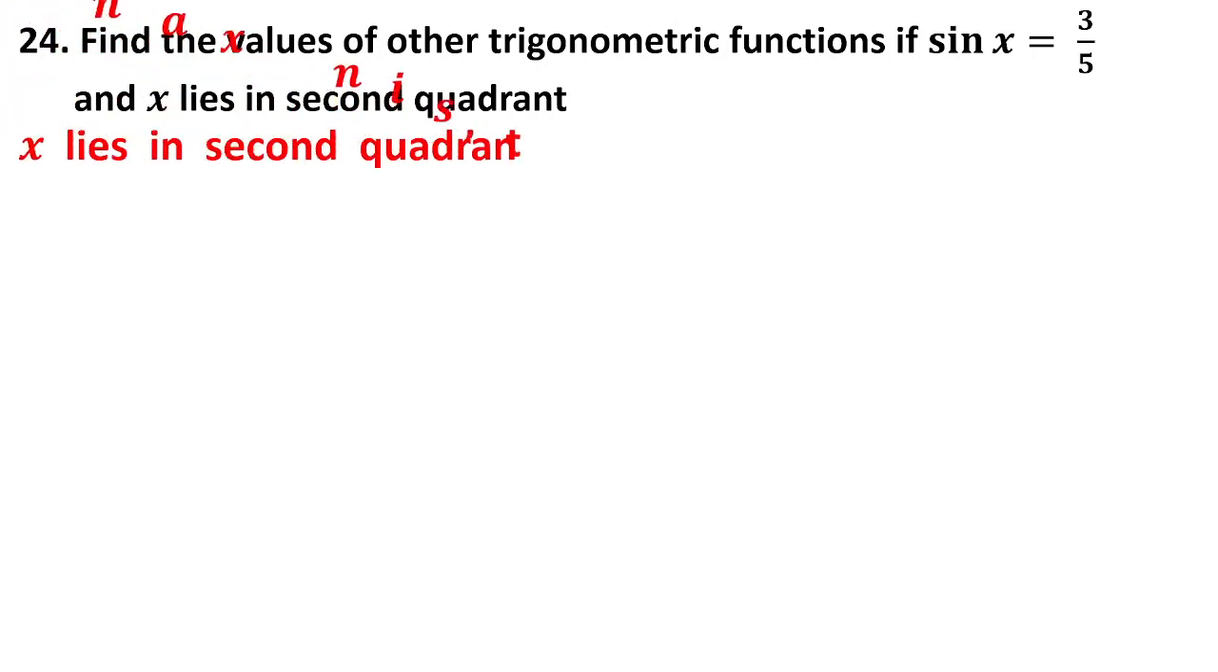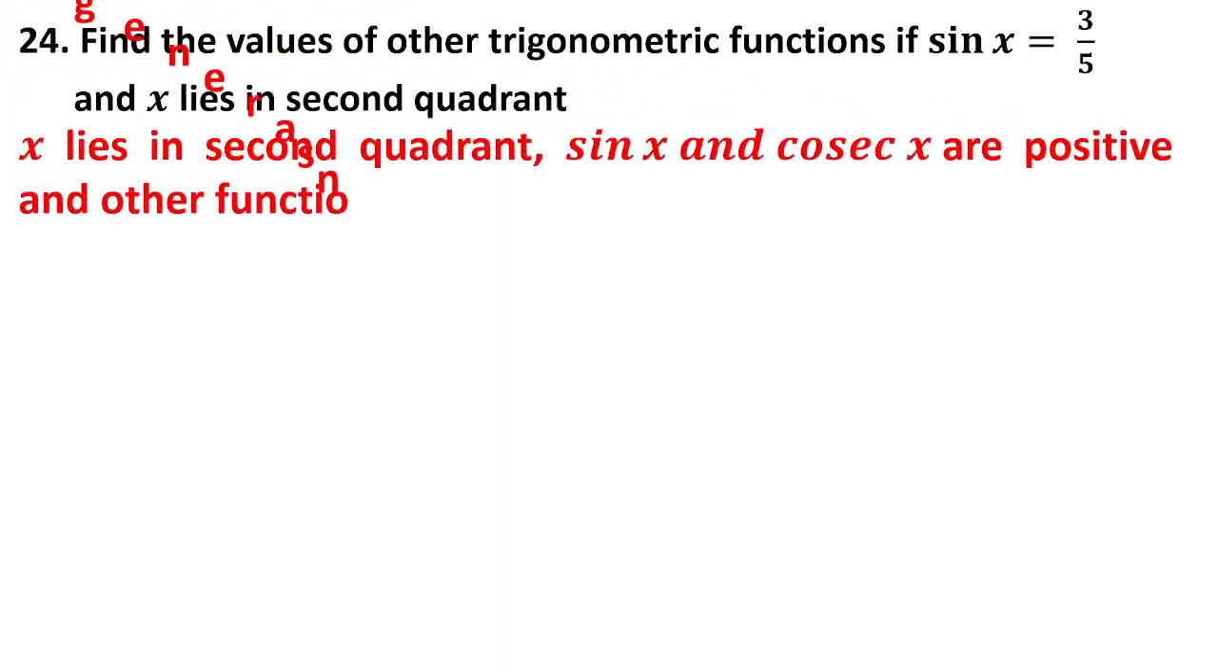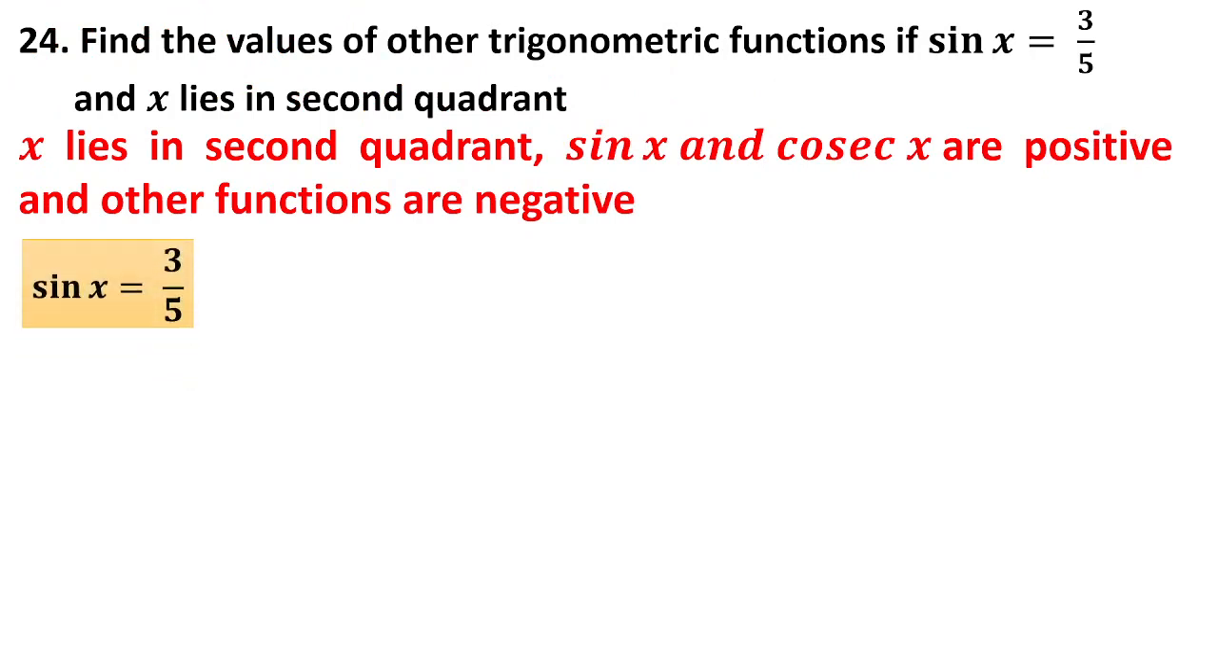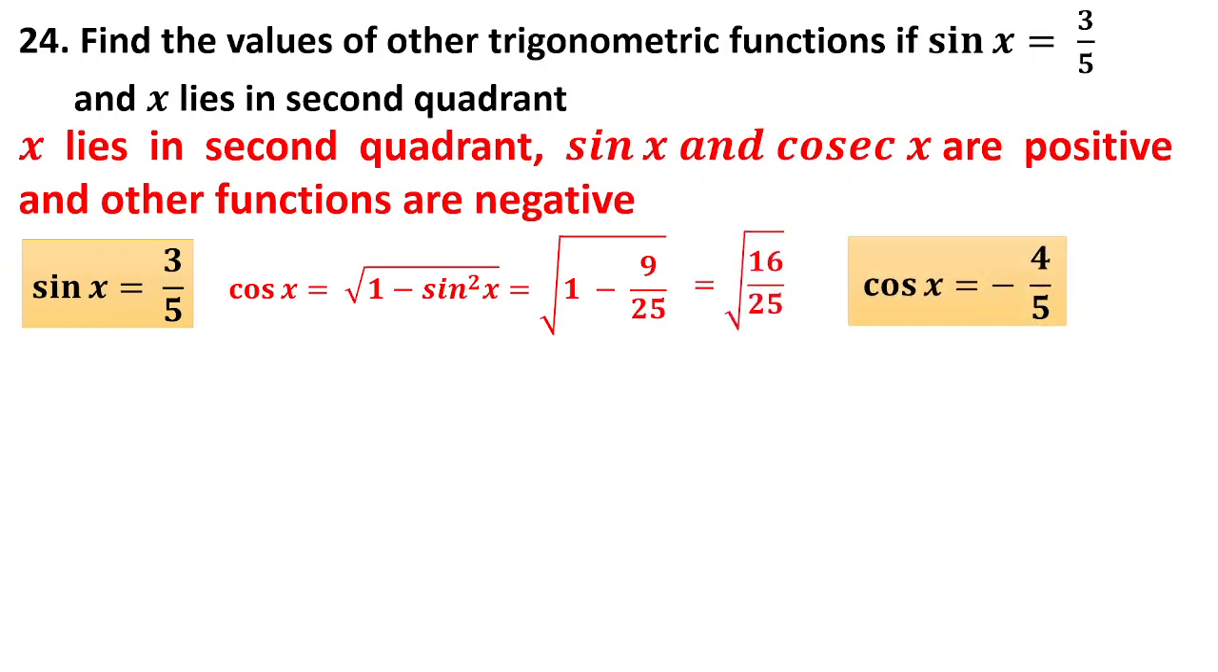When x lies in the second quadrant, sin x and cosecant x are positive and other functions are negative. Therefore, sin x is 3 by 5. We can make use of cos x is equal to the square root of 1 minus sin square x. Therefore, you will get the square root of 16 by 25, which is 4 by 5, but cos x is negative, therefore it is minus 4 by 5. After getting the values of sin and cos, you are ready to get the values of any trigonometric function at any time.